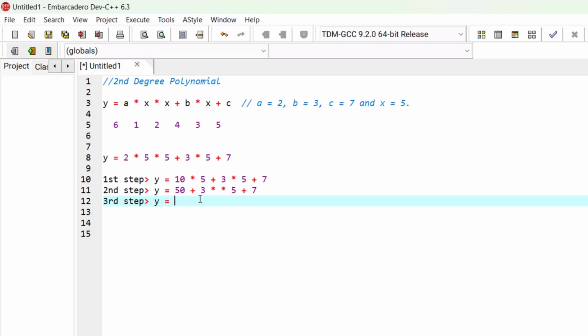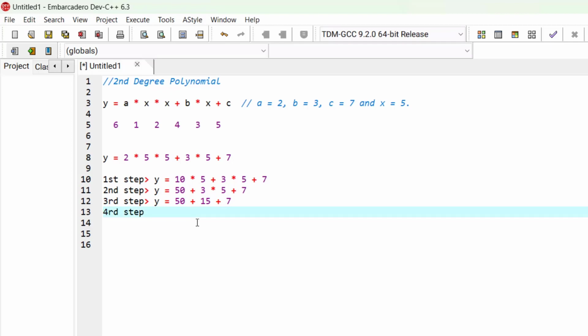The third step: y is equal to b times x, which is 3 times 5. 50 plus, okay, I've made a mistake. There's supposed to be only one multiplication in here. 3 times 5 is 15 plus 7. Now let's see the fourth step. The fourth step is in here, which is 50 plus 15. That is 65 plus 7.